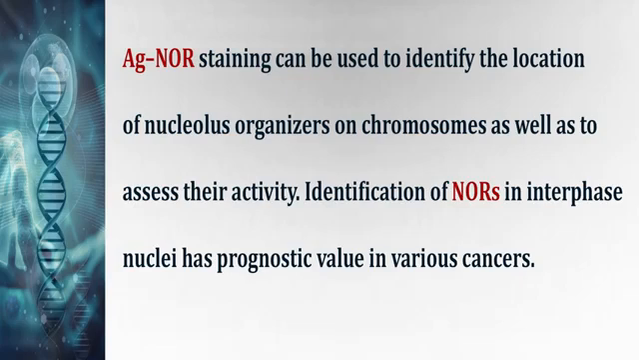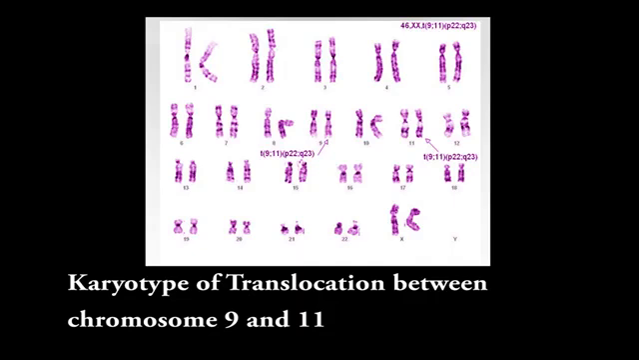Ag-NOR staining can be used to identify the location of nucleolus organizers on chromosomes as well as to assess their activity. Identification of NORs in interphase nuclei has prognostic value in various cancers. The banding pattern enabled the detection of various structural and numerical aberrations. This will help to identify carriers in healthy family members and of couples suffering from repetitive spontaneous abortions.